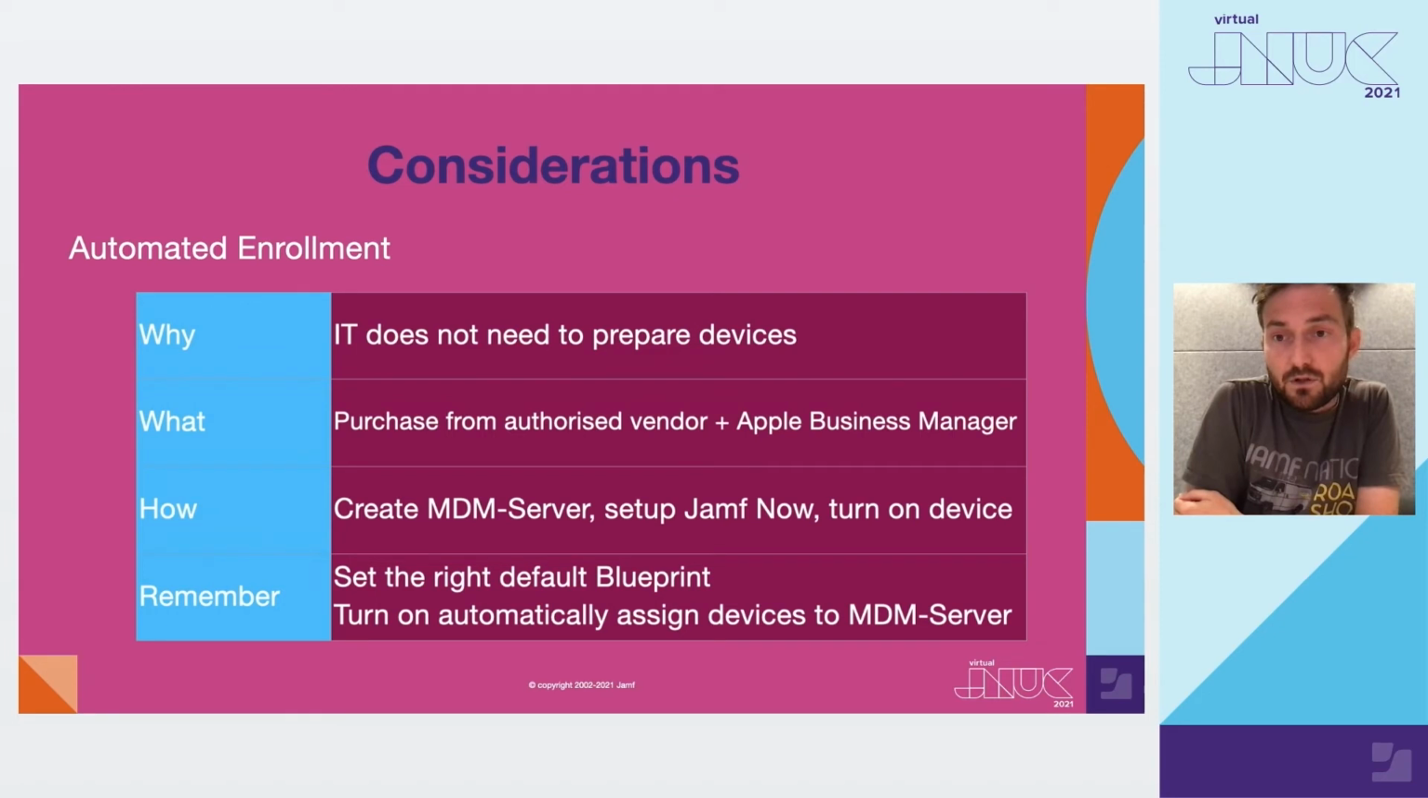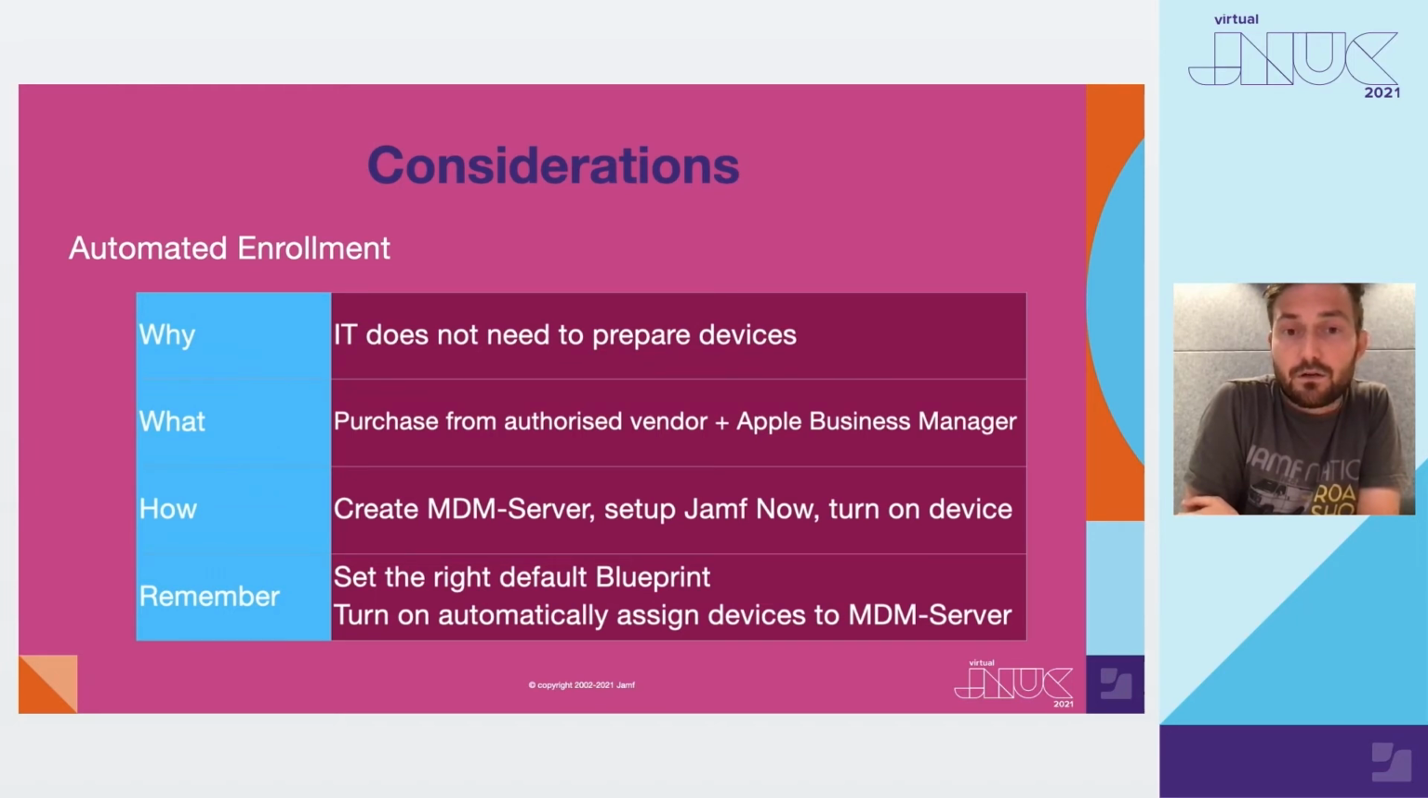Let's look at some considerations. I made a table here for each of them: why, what, how, and remember. So let's take a quick look at all of them. If we look at the first one, auto enrollment, where the device is already in Apple Business Manager, it's our preferred way because it saves a lot of time for IT.